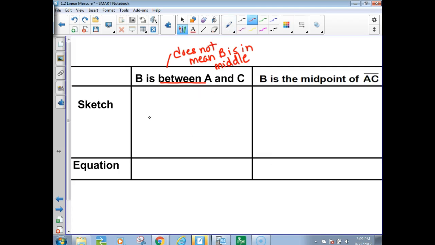So let's draw a sketch. It says B is between A and C. That would mean A and C are on the ends, and B is somewhere in between. So make it clear that you don't intend for B to be in the middle. This only indicates that you can take AB plus the distance from B to C and put it together to get the whole thing from A to C. Do you need me to go back? No? Okay.